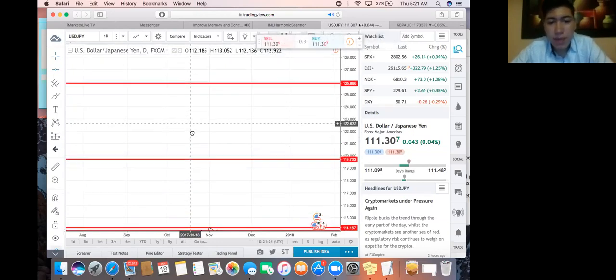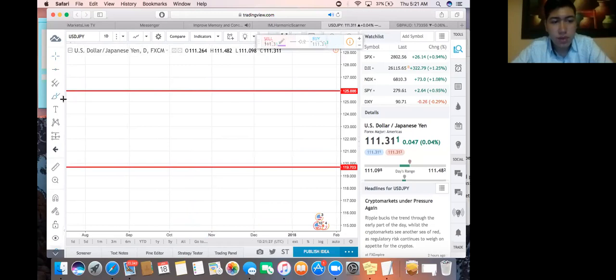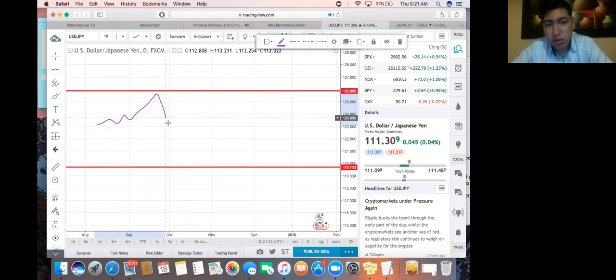So what's going to happen in theory? The market is right here. It's going up and down, up and down. When it hits the resistance, boom, it tends to come back down. When it hits the support, it tends to come back up.